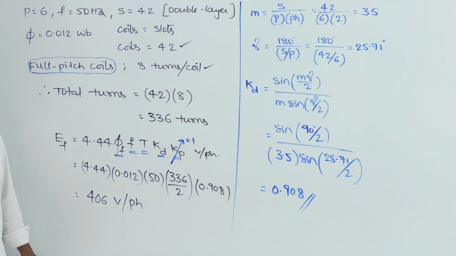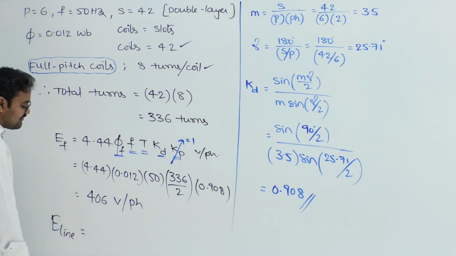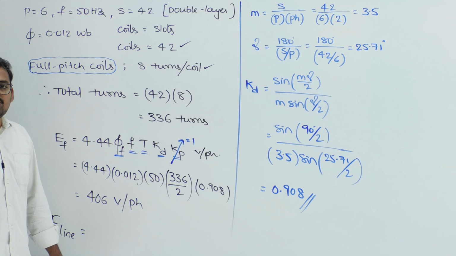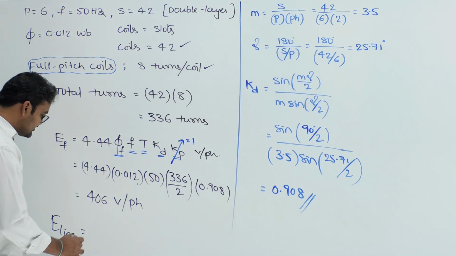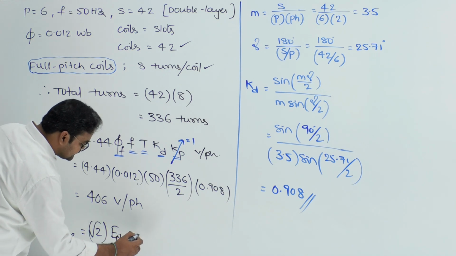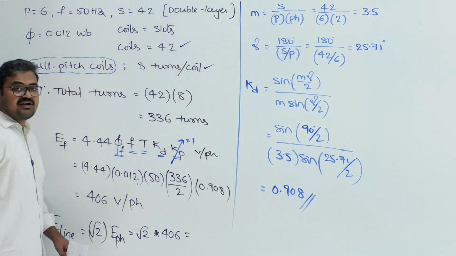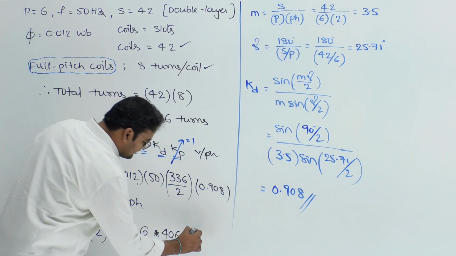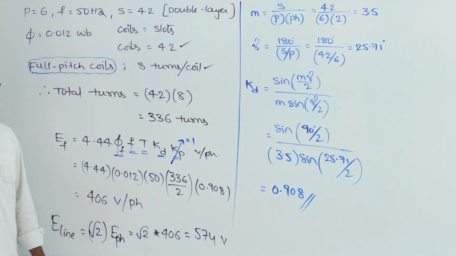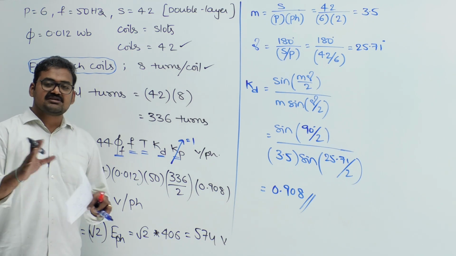If you know the phase voltage, then what is the line voltage? Don't tell me root 3 times the phase voltage. That is for 3 phases. It is a 2 phase. We know in a 2 phase circuit, line voltage is equal to root 2 times the phase voltage. So it is root 2 into 406. You will get the value of line voltage, that will be 574 volt per line. So this is how to calculate induced EMF for a 2-phase, 3-phase.